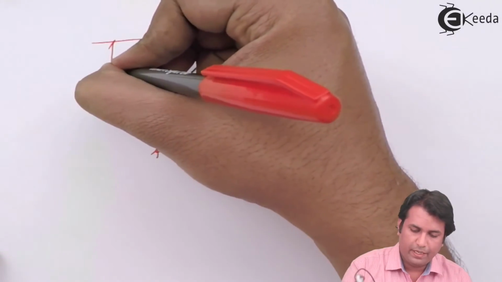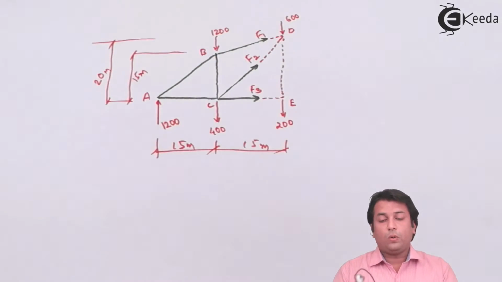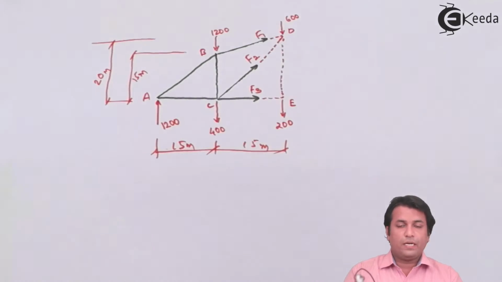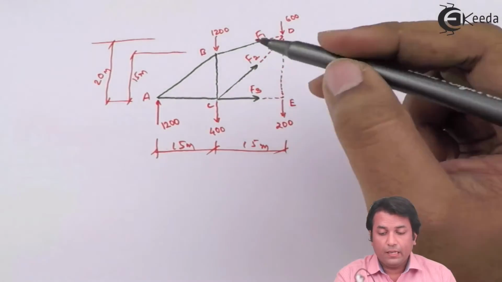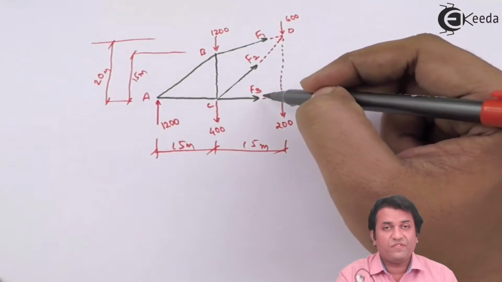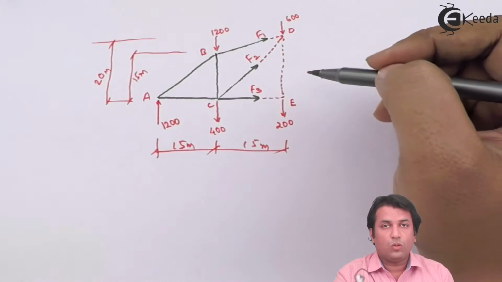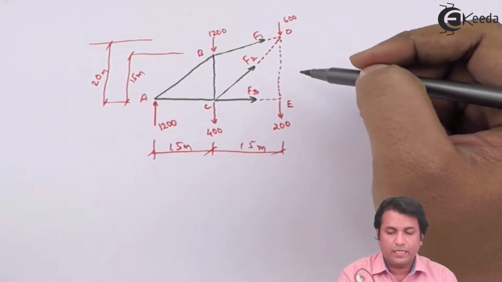This is 20 meters, and this is also 15 meters. Now, what I'll do is, I'll take moment about point C. If I do that, I'm taking moment in such a way that the unknown forces F2 and F3 become 0. The moment of these two forces is 0 because they are passing through the moment center.